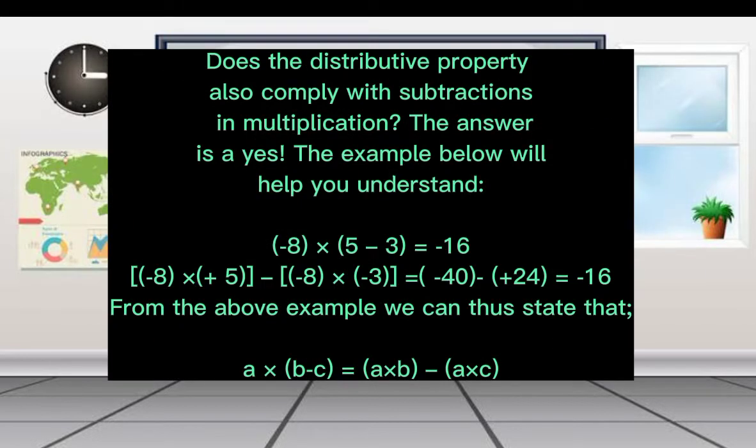And now, does the distributive property also comply with subtraction and multiplication? The answer is yes. The example below will help you understand. Negative 8 times (5 minus 3) equals negative 16. And negative 8 times positive 5 minus negative 8 times positive 3 equals negative 40 minus negative 24 equals negative 16. From the above example, we can thus state that a times (b minus c) equals a times b minus a times c.